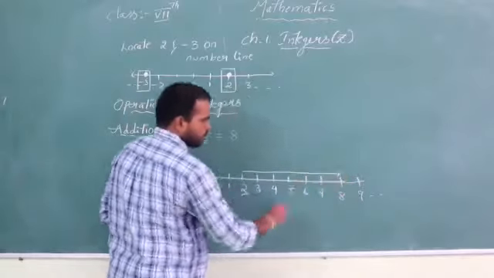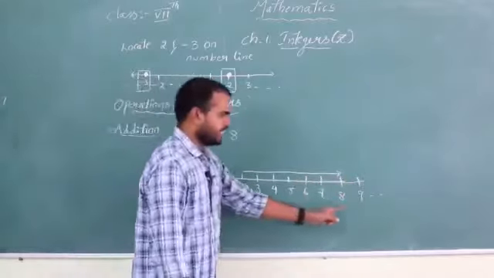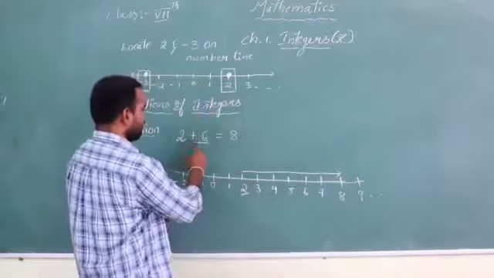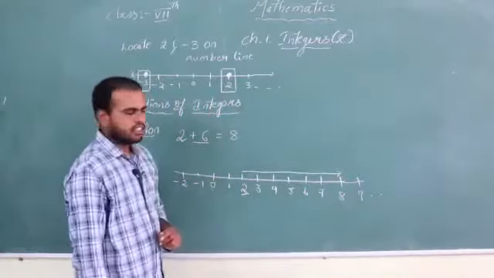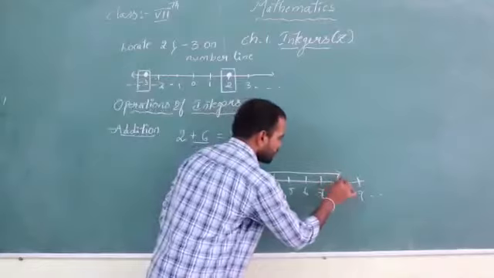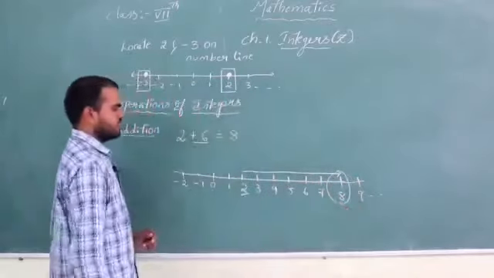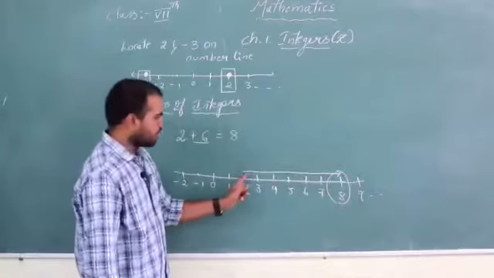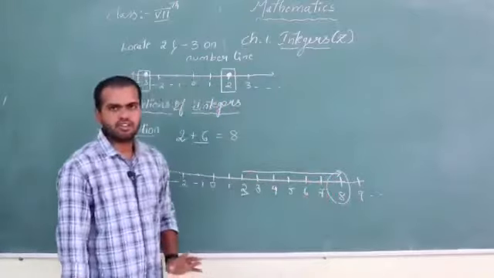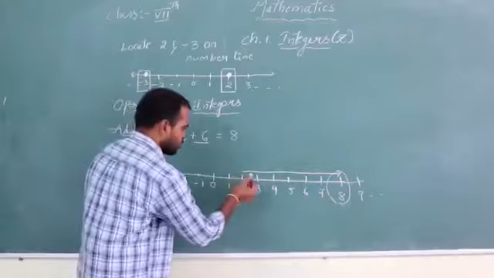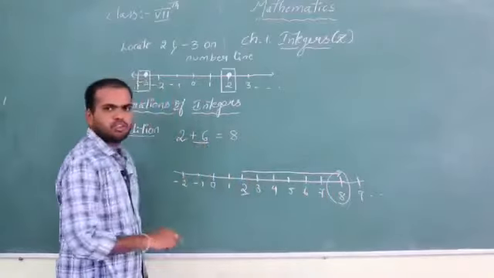So where did it stop? It stopped at 8. So it means 2 plus 6 is nothing but 8. So what is our answer? Just if you want, you can draw a circle, or else you can draw a rectangle. So what is our answer? We keep the arrow mark like this and write it, or else you can also do it like this. So we are adding a positive number, right?